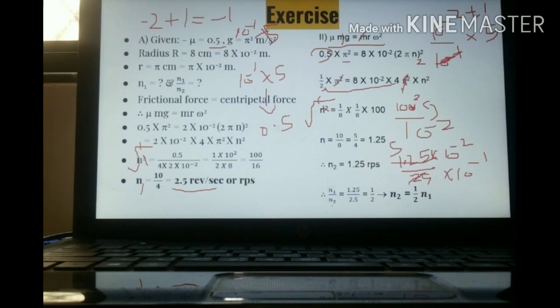So what we can write? n2 को ऊपर ले लो. So what we can represent it as? n2 is equals to half n1. So this is what we proved, what we have to prove.